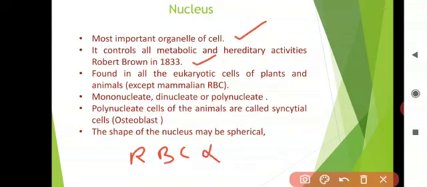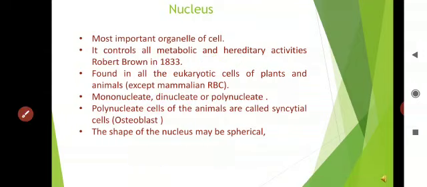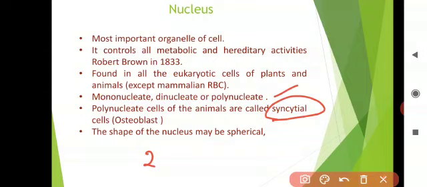Depending on the number of nucleus in the cell, they can be divided into three types, namely the mononucleate, dinucleate and polynucleate. Name itself indicates that mononucleate cells consist of single nucleus, whereas the dinucleate consists of two nucleus, as well as if the more number of nucleus are present, the cell can be known as polynucleate cell. Polynucleate cells of the animals are also known as syncytial cells. The best example for this is the osteoblast cell, which consists of more number of nucleus.